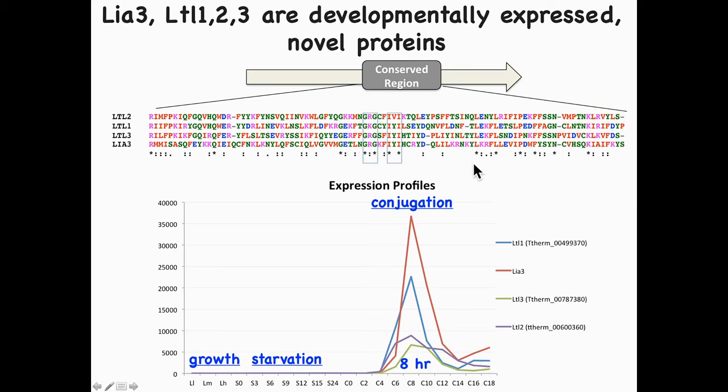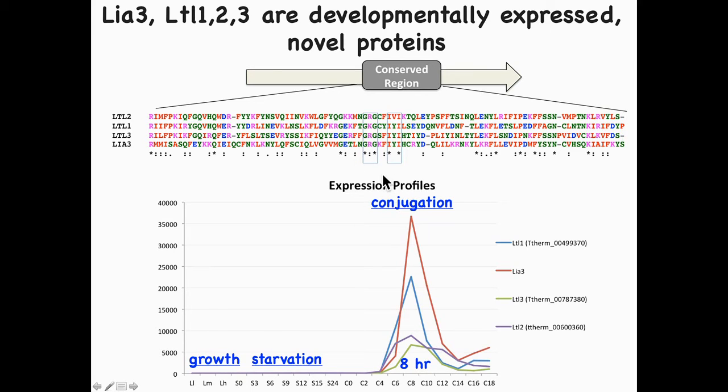What really brought us interested in Lia3 in the first place is that we identified it in a screen for proteins that were expressed only during development, which is sort of shown here. They were not expressed in growth or starvation, but their expression of all of these peaked about 8 hours in the conjugation, which is in that post-zygotic stage just prior to the DNA elimination.